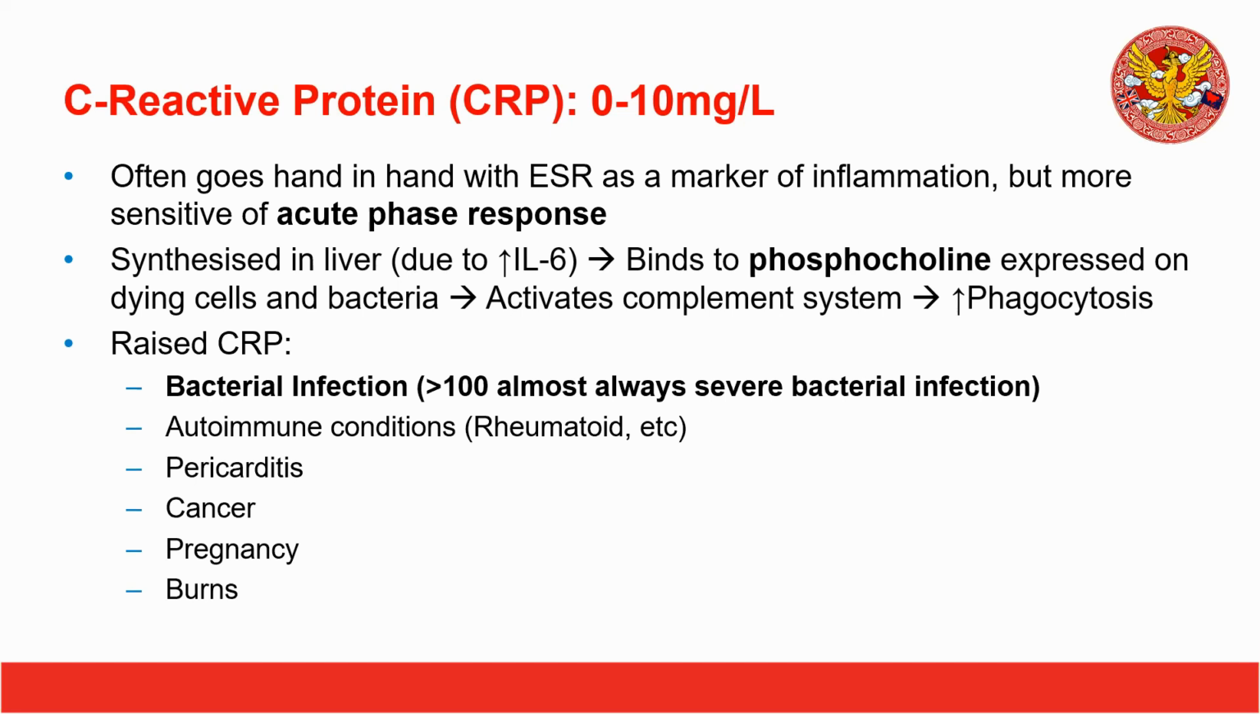Certain autoimmune conditions, as with the ESR, can cause a raised CRP. Pericarditis, cancer, pregnancy and burns can too. We also use CRP to predict the risk of cardiovascular disease. But generally, it is a marker of inflammation like ESR, but it's a bit more reflective of the current state of the patient.